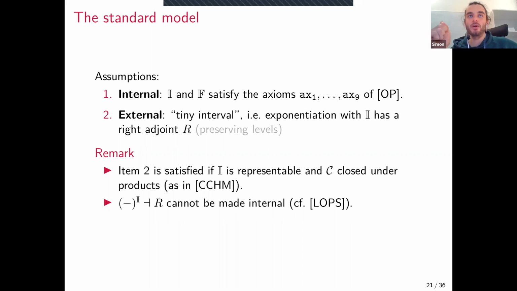And then there's an external assumption, which is that we have a tiny interval. So the exponentiation with the interval has a right adjoint, which also preserves levels. And this external assumption is satisfied if I is representable and C is closed under products. Like Andy also presented in his talk, you cannot make this adjunction internal. So this is contradictory.